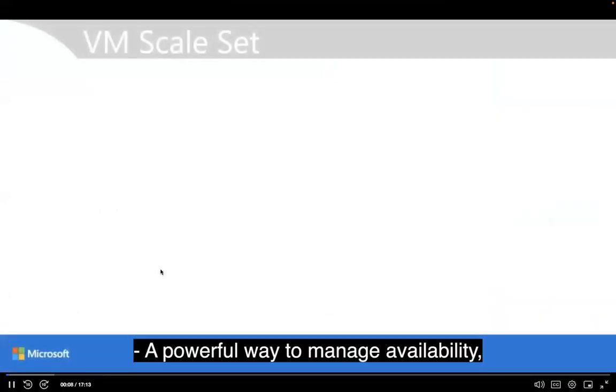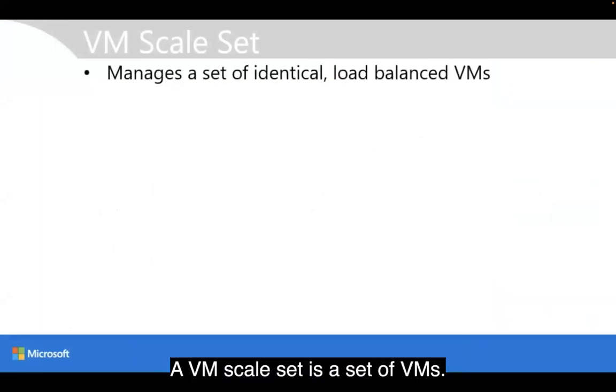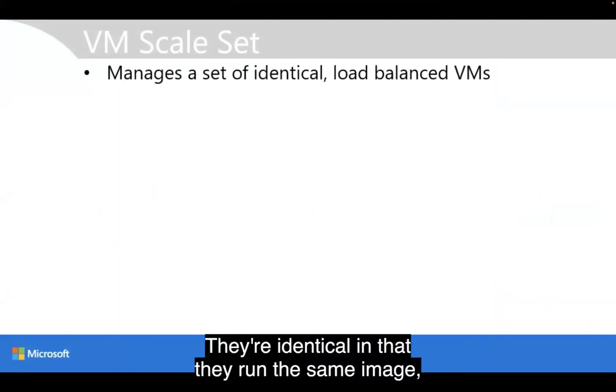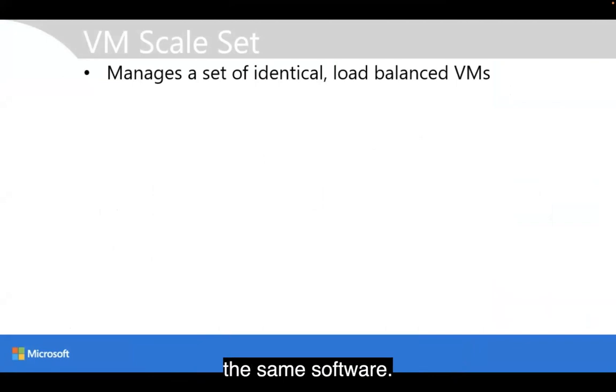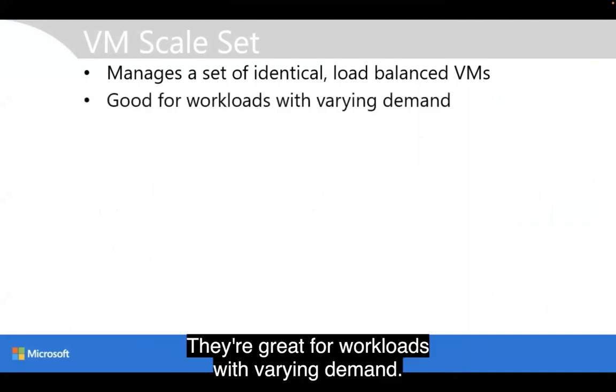A powerful way to manage availability, high availability for VMs is through what's called a VM scale set. A VM scale set is a set of VMs. They're identical in that they run the same image, the same software. They have a built-in load balancer to manage requests inbound.